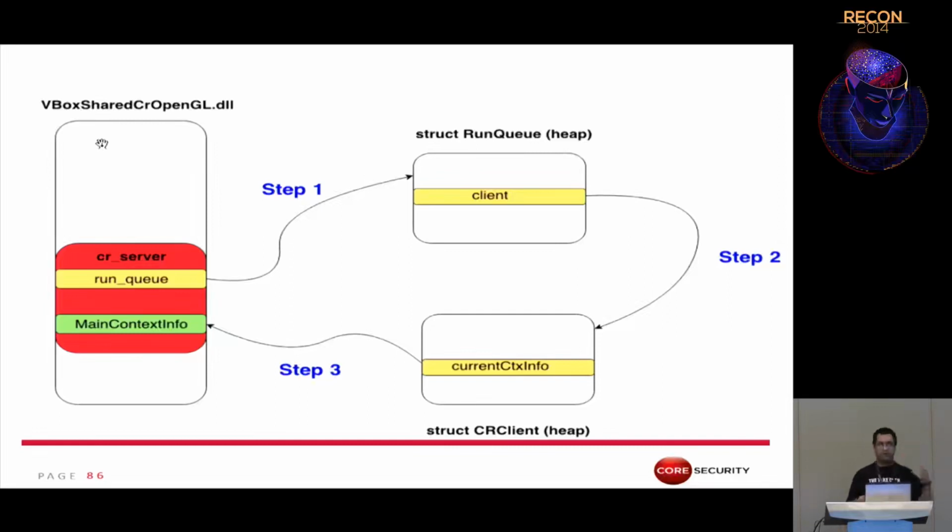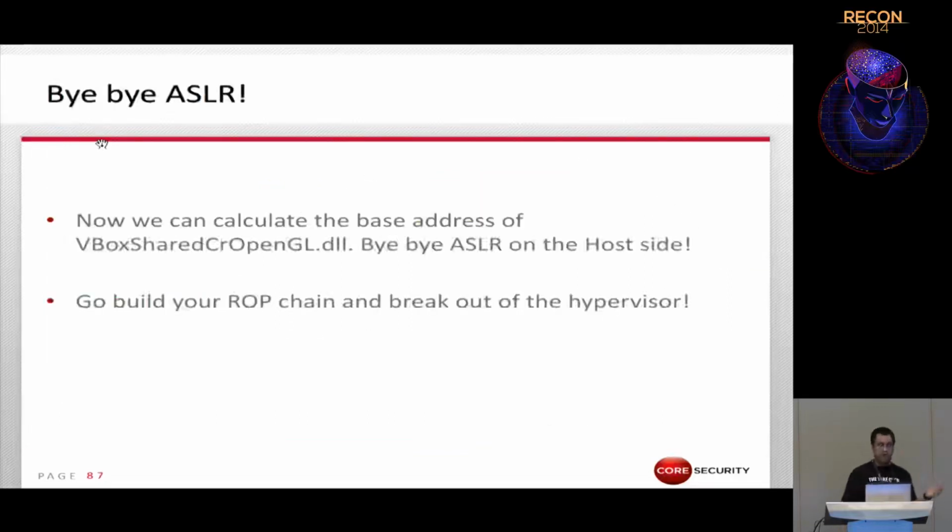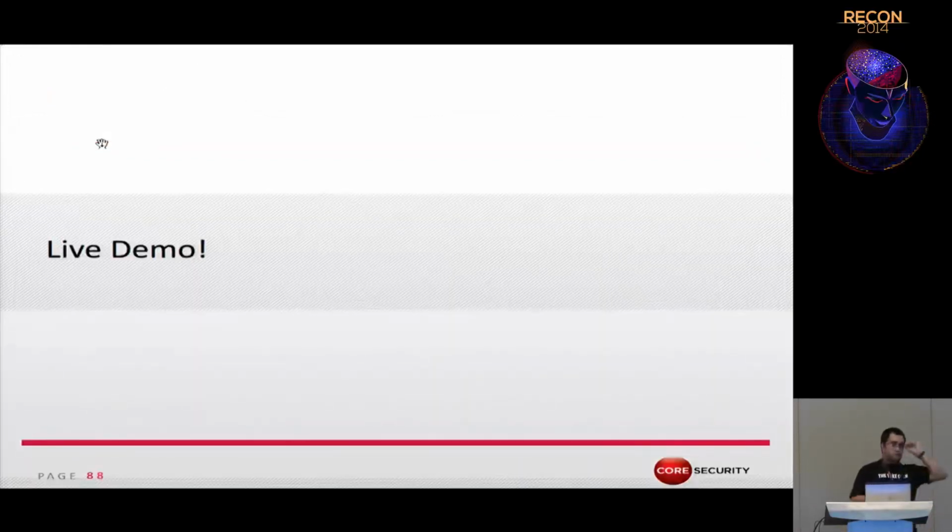So now we have an address that belongs to a DLL. That means game over for ASLR on the host side. We have leaked an address belonging to this DLL with a difficult name, so that's all you need to start building your ROP chain. And that's it. You have leaked a memory address belonging to a DLL. Now you can build your ROP chain, and I have already explained how to modify the execution flow of the hypervisor by sending an opcode 0xEA with a crafted index parameter, etc. So that's how you can escape from the hypervisor.